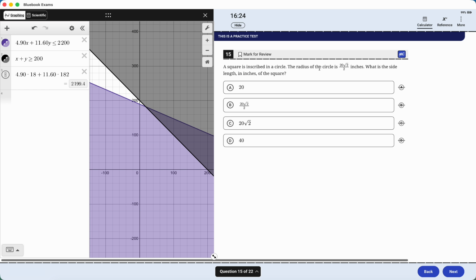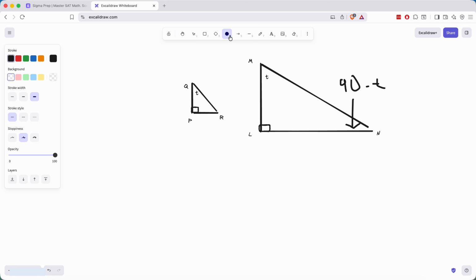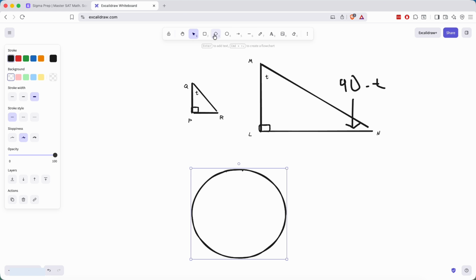A square is inscribed in a circle. The radius of the circle is square root 20 or 20 square root 2 over 2 inches. What's the side length of the square? So yeah, let's draw this out. It says a square inside of a circle, right? So draw your circle first, and then we can draw our square.